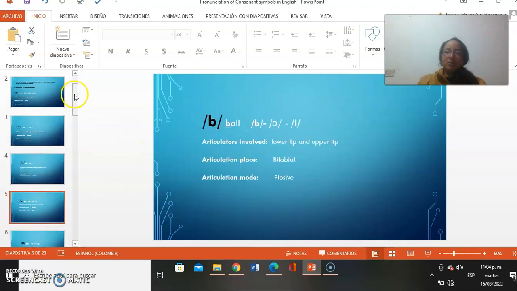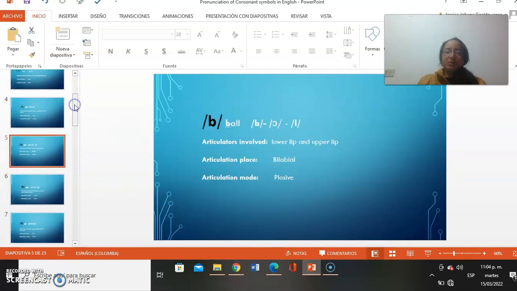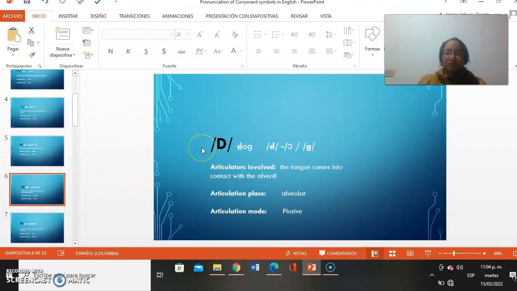Continue with the letter B. It sounds B. For example, ball. The articulators involve lower lip and upper lip. The articulation place is bilabial, and articulation mode is plosive. D. It sounds D. For example, dog. The articulators involved, the tongue comes into contact with the alveoli.